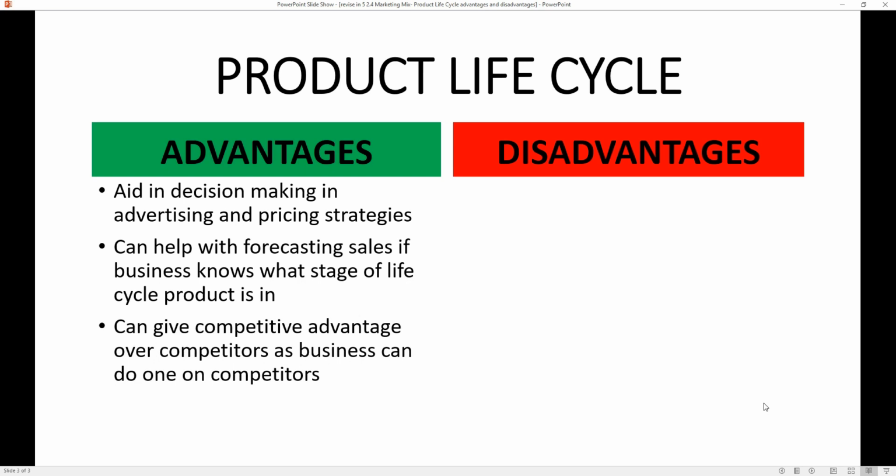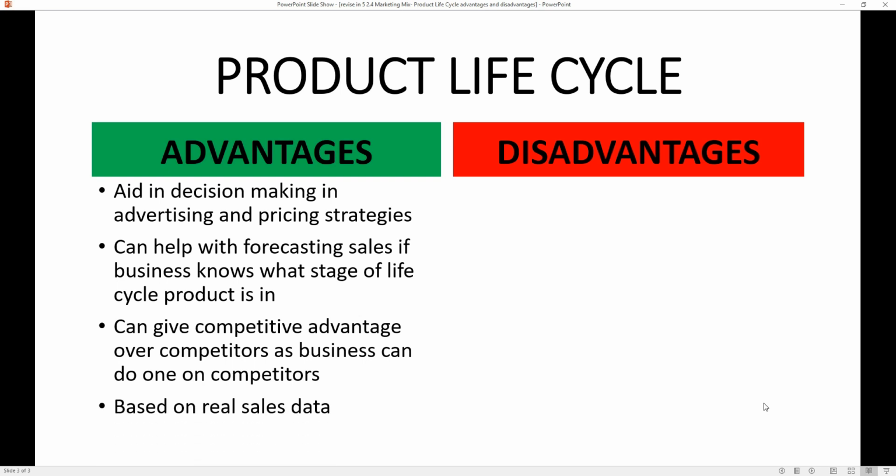And it can give a competitive advantage over competitors. Okay, because the business can do product life cycles on their competitors. They can find out what stage of the product life cycle a certain product is in, and then they can come out with products to counteract that. So if Ford did a product life cycle on Vauxhall, for example, they might have seen Vauxhall doing a 4x4 similar to the Ford Bronco, which is in the growth stage. So Ford might have thought, well, there's actually a lot of scope for 4x4 vehicles. We're going to make this Ford Bronco.